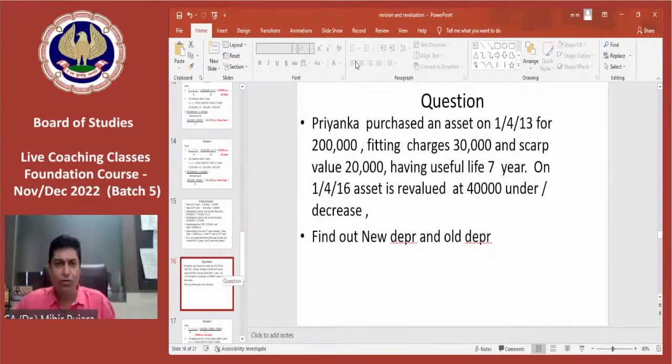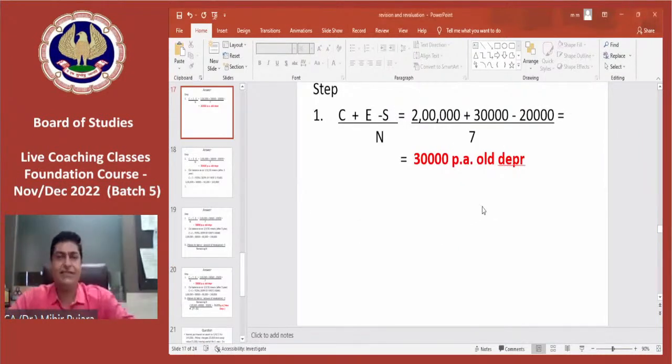Yes, guys. What is old depreciation? Perfect, guys. Great. Somebody else find out old depreciation, new depreciation, closing balance. It is like this: 30,000, guys. 30,000 per annum is the old depreciation.